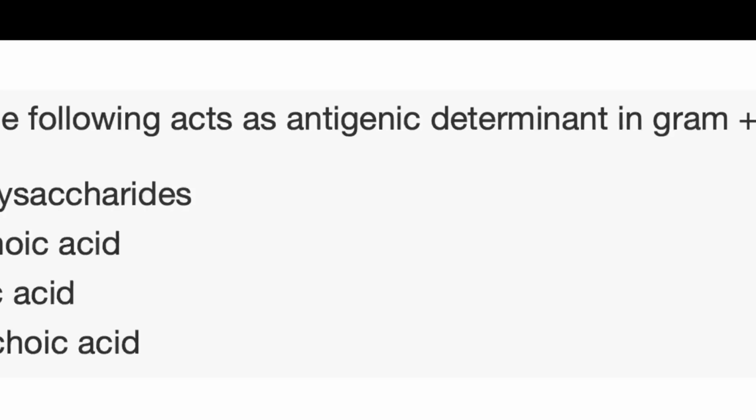Right? So I see some more answers coming up. Mahavir Singh is saying A, Aishwarya A, Farsana A, and Vedashri D. Okay, let me reveal the correct answer to this question. Option D is the correct answer. Vedashri has answered correctly. Lipoteichoic acid is the antigenic determinant in gram positive bacteria. Lipoteichoic acid.